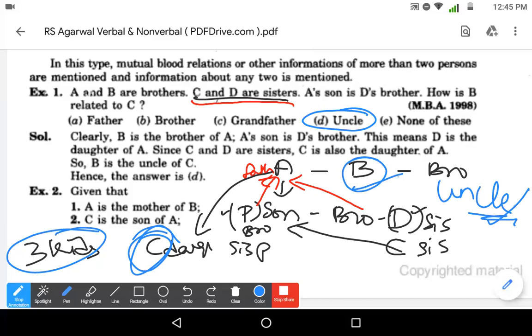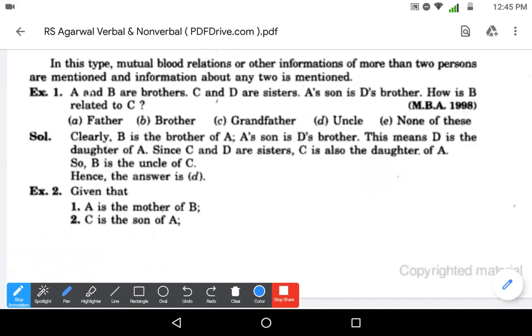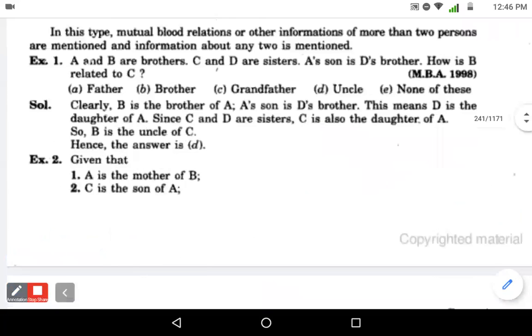Okay, it seems complicated, but it is not. You have to break it down into pieces by use of arrow marks like this and analyze the question, so you'll be able to understand it easily. Okay, now let us solve one more problem. I think that will make things much clearer.